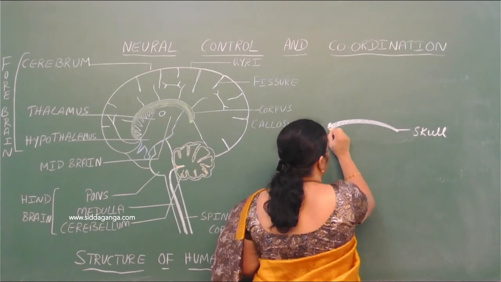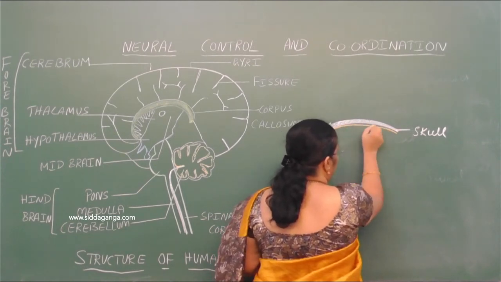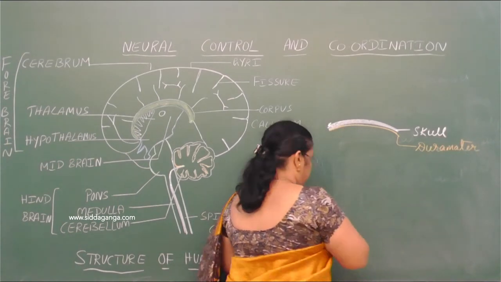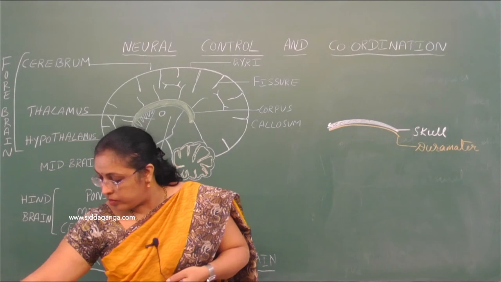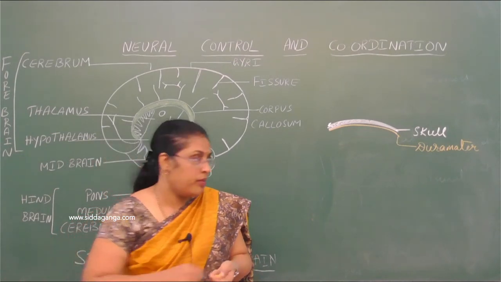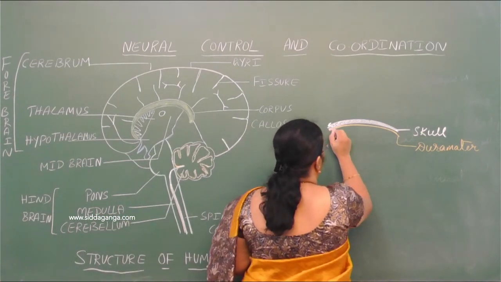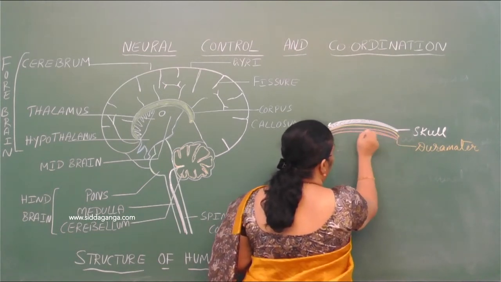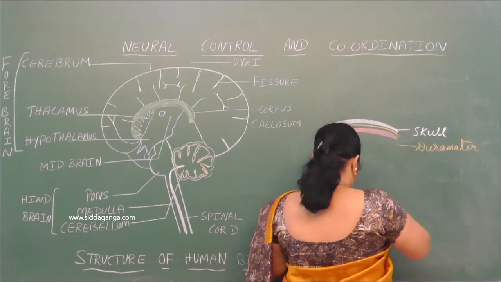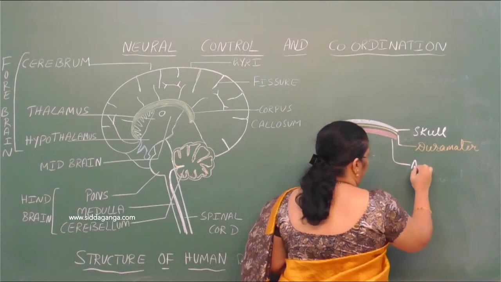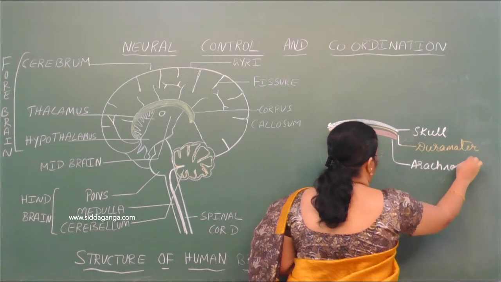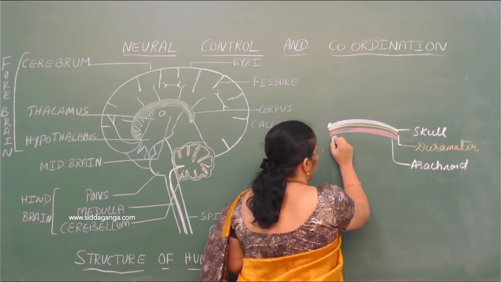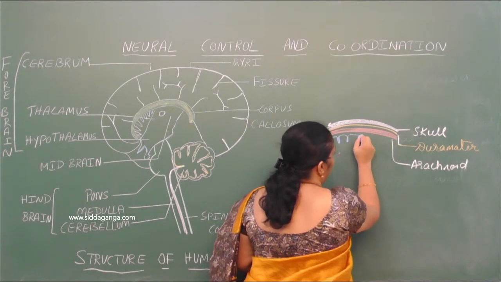So below the skull we see three layers: outer, dura mater. So below the dura mater we see subdural space. Then we see one more layer called arachnoid matter. So below the arachnoid we see subarachnoid space, and below that we see pia mater. Pia mater is in contact with the brain.